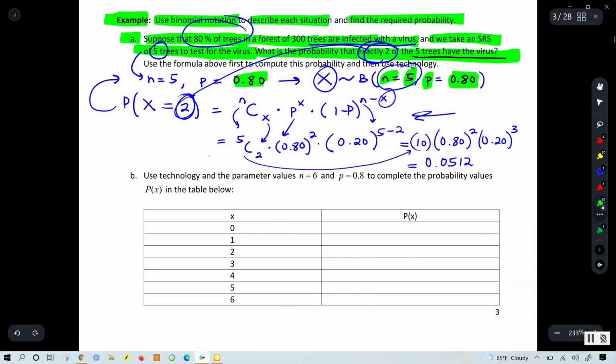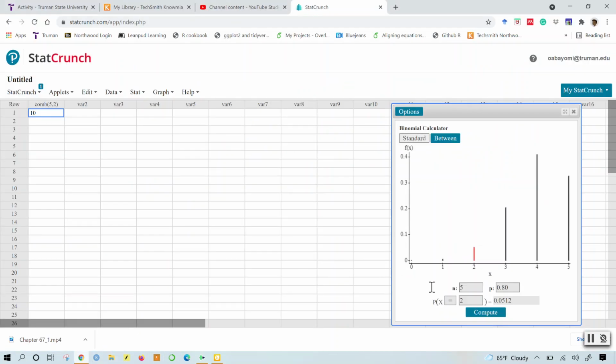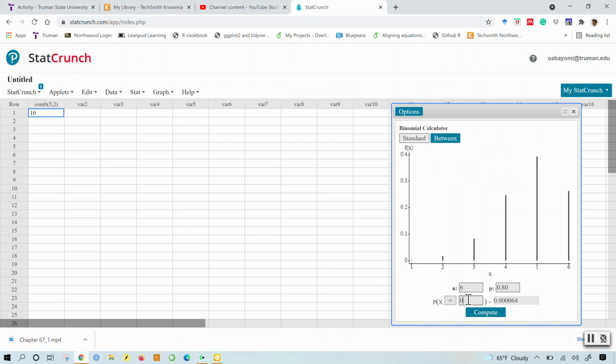Just to emphasize this fact, let's again use technology and the parameter values n equals 6 and p equals 0.8 to compute the probability values for the probability mass function given here. So we're going to set up n equals 6 and p is 0.8. I'm just going to pick a random value here, so let me start out with 0. And I have 0.00064. Please be careful when working with the number of zeros. Count closely.